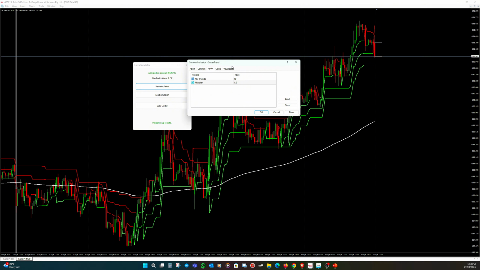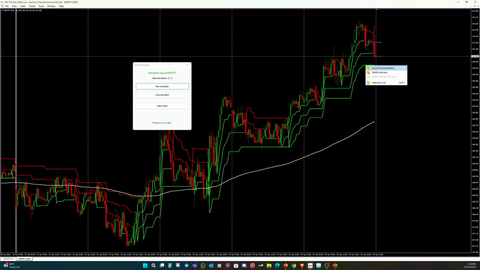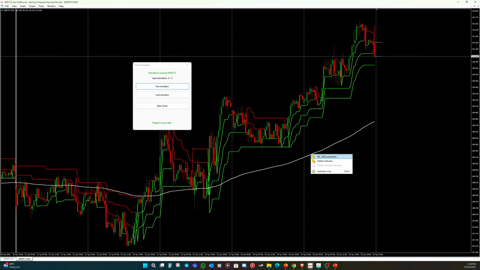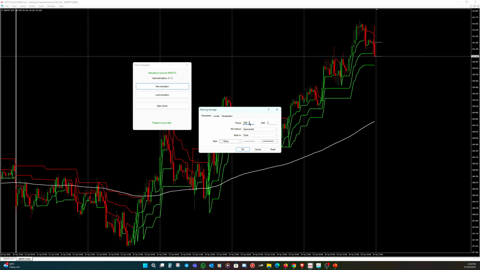We've got the first Supertrend indicator is the setting 10 and 1. The second Supertrend indicator is 11 and 2. The third Supertrend indicator is 12 and 3. And we have EMA set for a period of 200 exponential moving average.